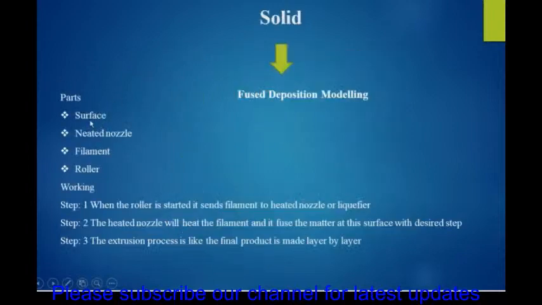The parts used here are the surface, which holds the printed object, the heated nozzle for squeezing the filament, and the filament roller. Once the roller is started, as I told before, it sends the filament to the heated nozzle. The heated nozzle heats the filament and fuses the material for the desired shape. Through the extrusion process, the final product is made layer by layer. As I told in the initial slide, additive manufacturing is nothing but producing the solid model layer by layer.